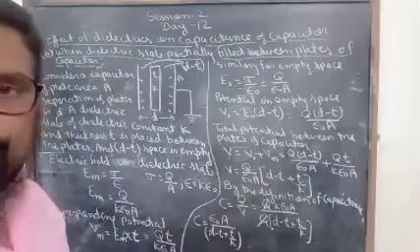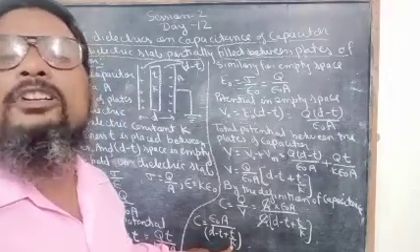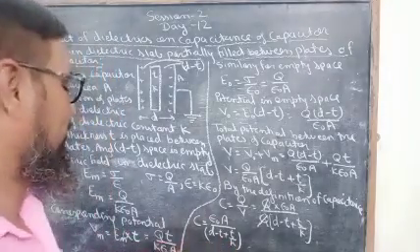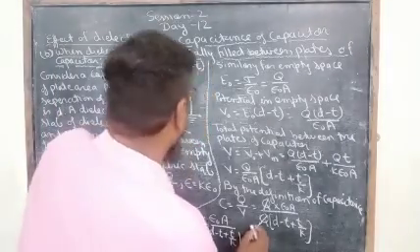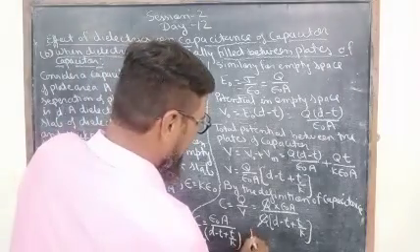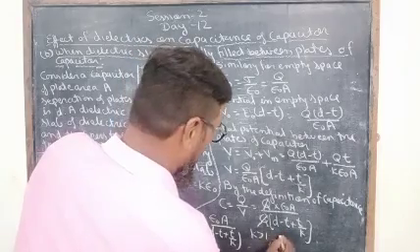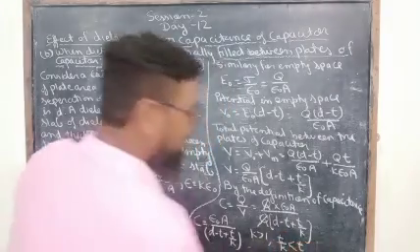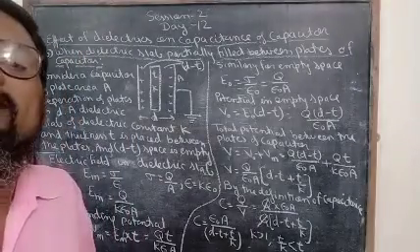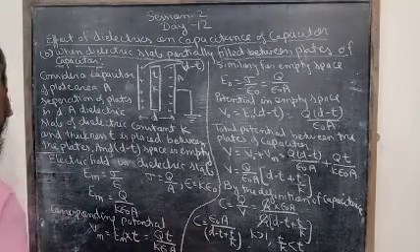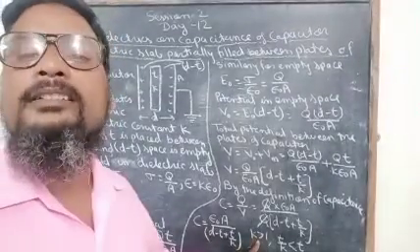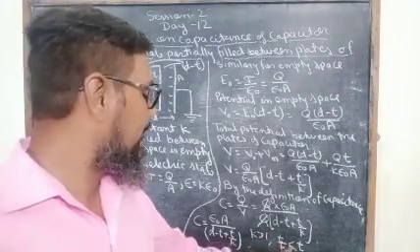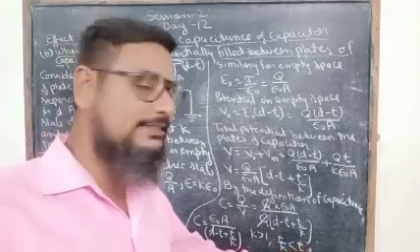We know that the value of K for a dielectric substance is always greater than 1. The value of K is always greater than 1. So, T upon K must be less than T.